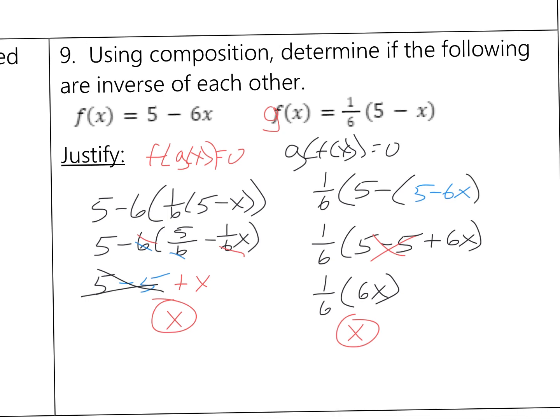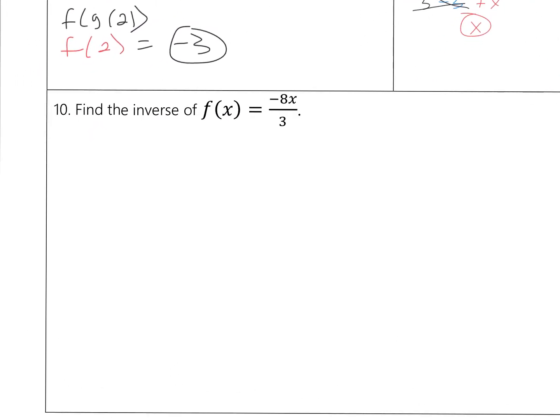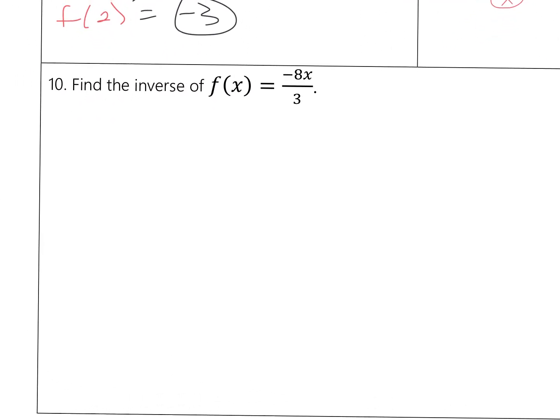Okay, now let's take a look at number 10. This one just says to find the inverse of f of x equals negative 8x minus 3. So to find the inverse, we're going to set this up as an equation where f of x, which is y, equals negative 8x divided by 3. Then we're going to rewrite it as x equals negative 8y divided by 3. Okay? Now that we have switched the x and y, we need to try to solve for y.